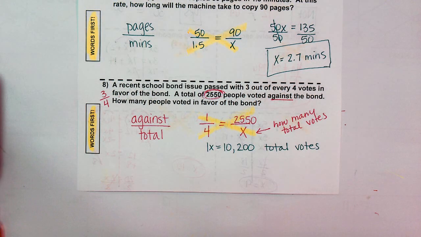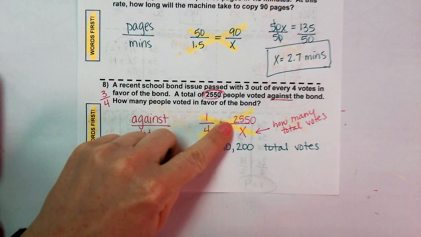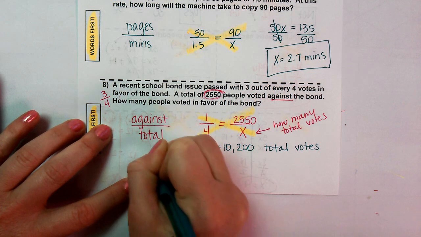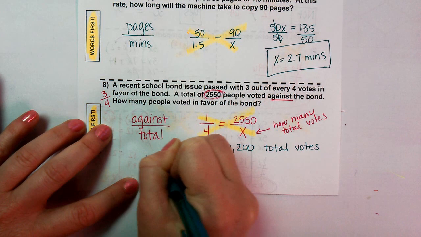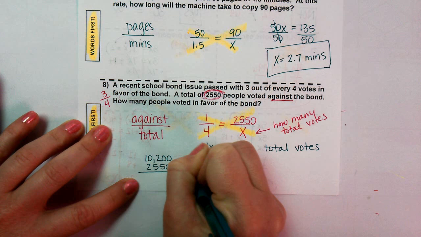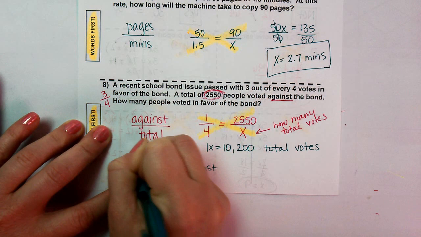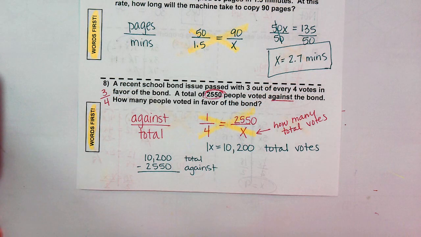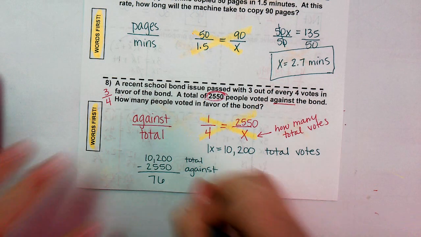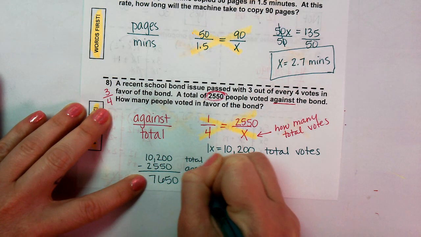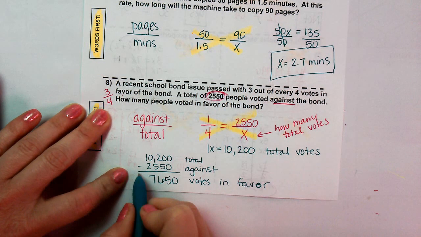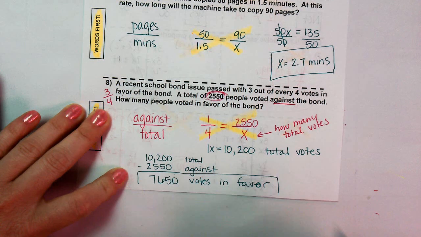They want how many people are in favor. If these people are against, then I have one more step. I have to take the total and I have to subtract how many people were against it. Right? Total versus against. We're subtracting. And I get 7,650 votes in favor. There we go. Yay.